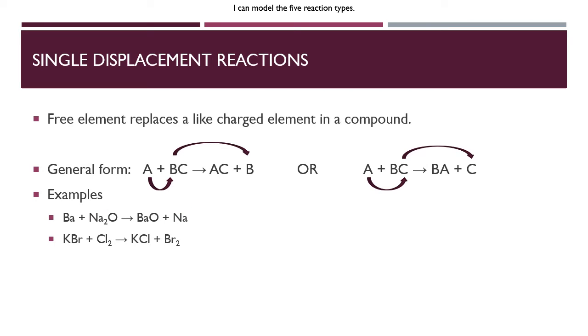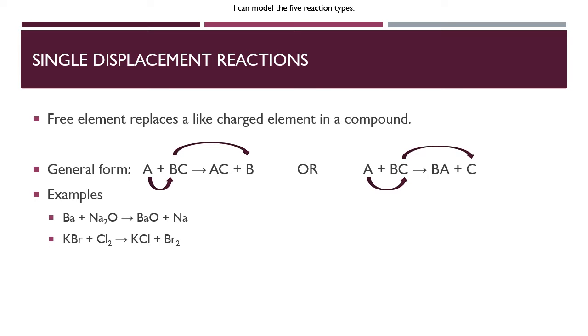In the second example, notice our free element here is chlorine. Well, chlorine is a nonmetal, so it's going to gain electrons when it forms an ion. So it will be an anion. So it's going to take the place of the anion in the compound here. So the chlorine will take the place of the bromine, and notice the bromine has now gotten kicked out as a free element by itself.